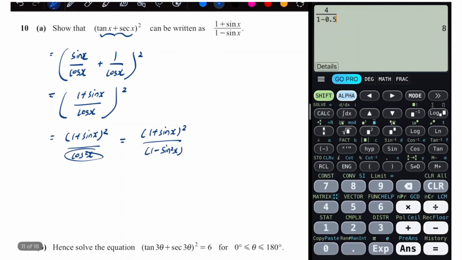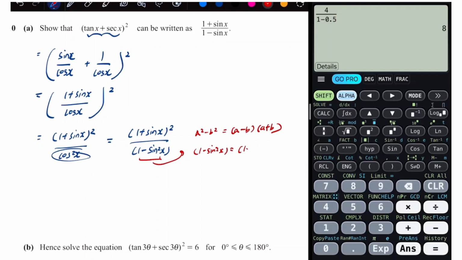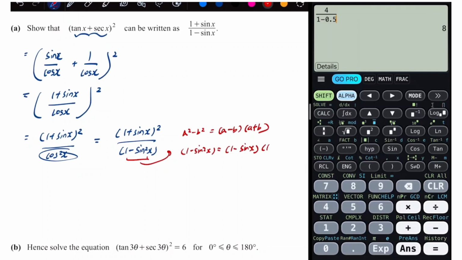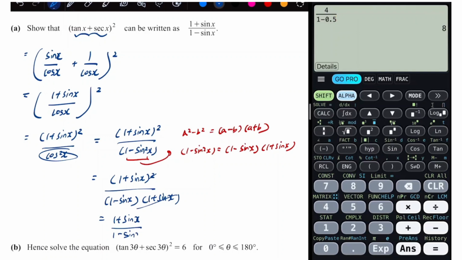And you know, this one can actually be related to your difference of two squares. That is a minus b, a plus b. So in this case, 1 minus sine square x can actually be further simplified into 1 minus sine x, 1 plus sine x. So split them up. So now, just cancelling it, we have 1 plus sine x over 1 minus sine x, QED.